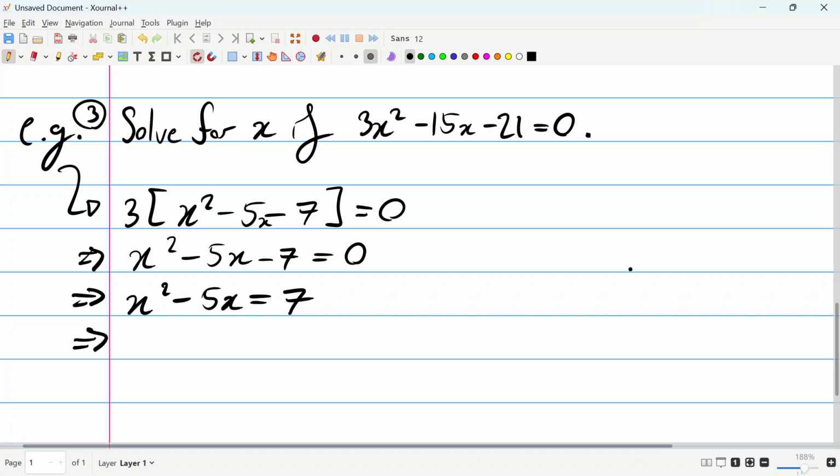We are going deep into the source right now. Okay, let's stop. We need to complete the square now, okay?